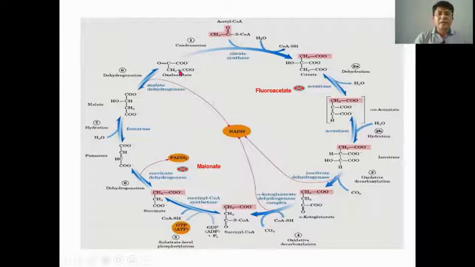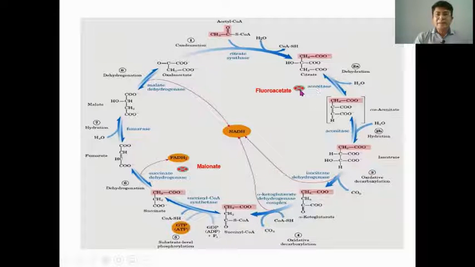So the oxaloacetate which is formed is then made available for condensation with another molecule of acetyl-CoA. During this, two decarboxylation steps occur, resulting in formation of two carbon dioxide molecules, and oxaloacetate is regenerated. So this is how the TCA cycle operates.